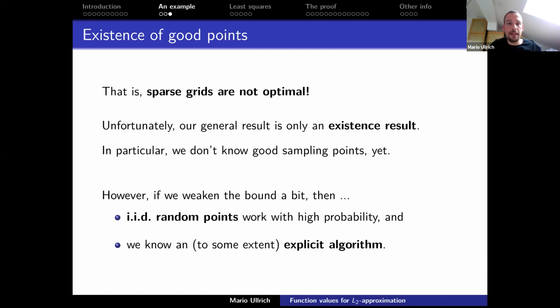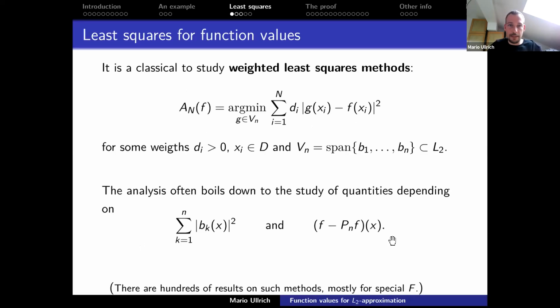Okay, where's the drawback? The drawback is it's only an existence result. The solution of the Kadison-Singer problem is deep and involved, and so there is only an existence result on the points. But what I think is an interesting point here is that if we take a slightly weaker bound, then we can just use IID random points. And additionally, we know, to some extent, an explicit algorithm to do so, right? So what is the result then? I'll present it in a second.